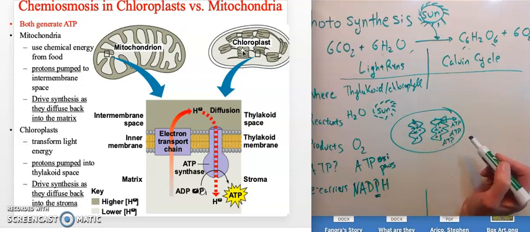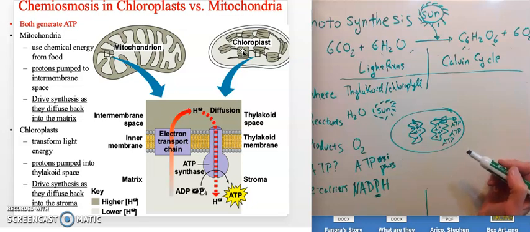Now, I want you to note something. Chloroplasts make ATP, but all of the ATP that they make is going to get used up in the next step, in the Calvin cycle. So chloroplasts do not replace mitochondria in plants. Plants have mitochondria. Plants have to do cellular respiration to make the excess ATP to do cellular work. All the ATP that's made by the chloroplast is used up by the chloroplast.